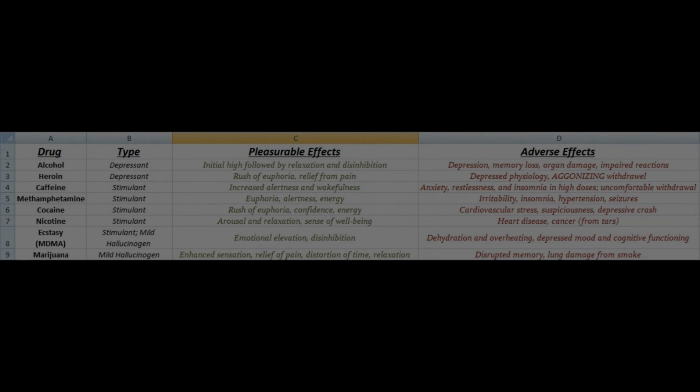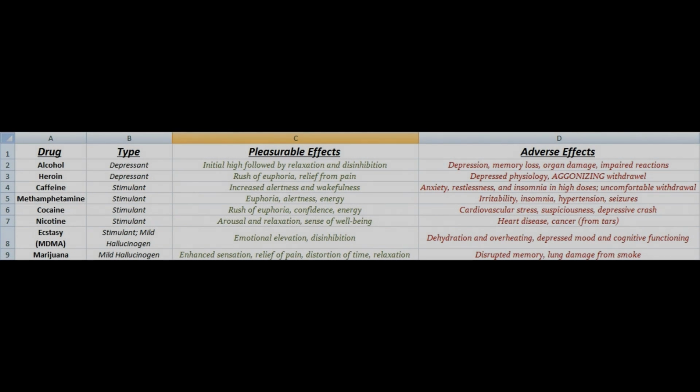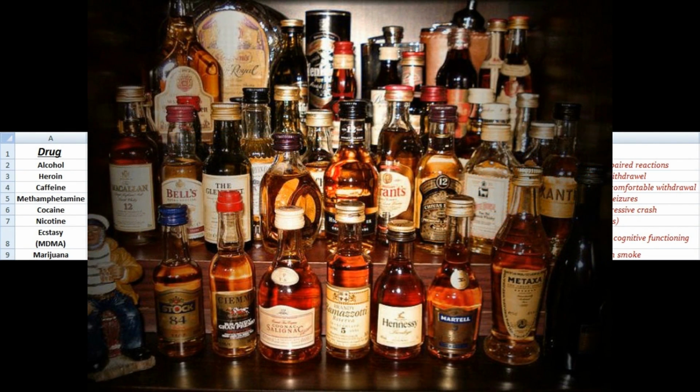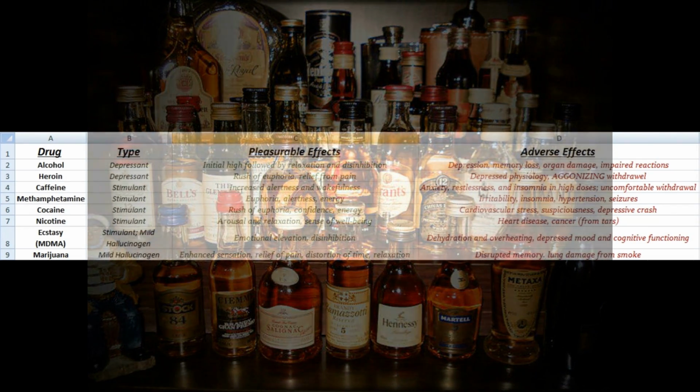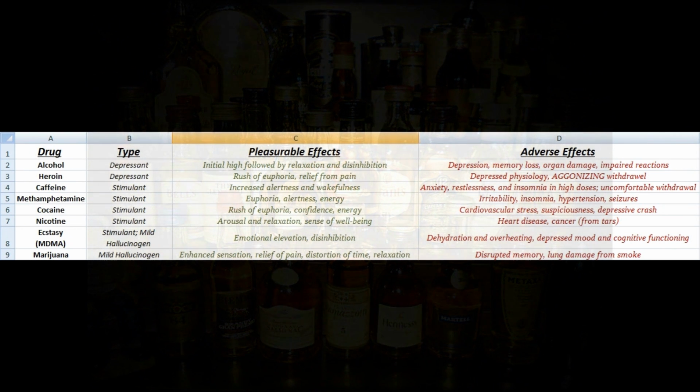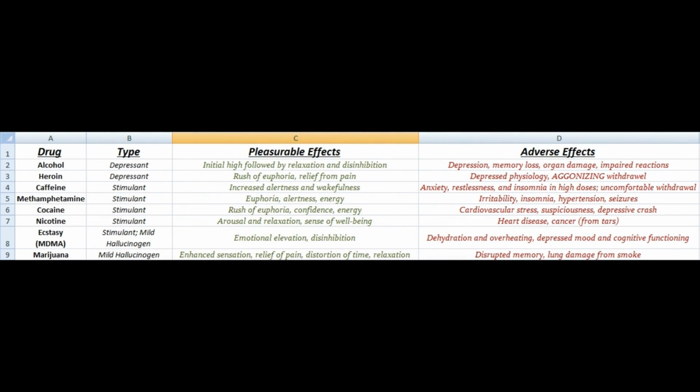To begin, let's go over some of the most commonly abused drugs, what type of drug they are, and both the positive and negative effects each drug has. First, let's start with alcohol. Type: depressant. Pleasurable effects include initial high followed by relaxation and disinhibition.